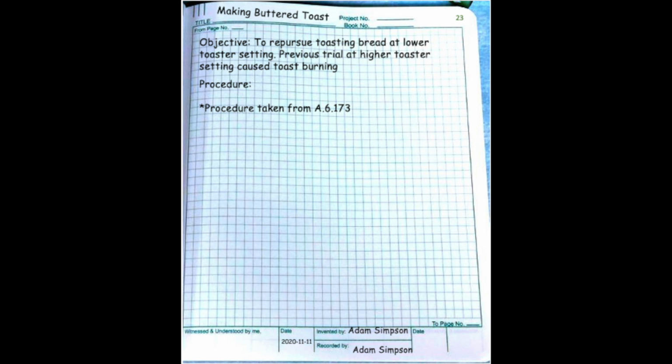If I'm referencing my 6th lab notebook on page 173, I'll say procedure taken from A6.173, which is the 173rd page of my 6th lab notebook that I'm trying to re-execute the conditions of the experiment on that page. What this allows me to do is easily identify the conditions of the experiment that I'm trying to pursue, so that when I'm writing my manuscript for a publication, I can easily find the methodology and write this in the manuscript.